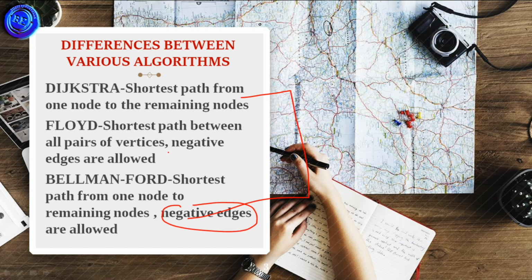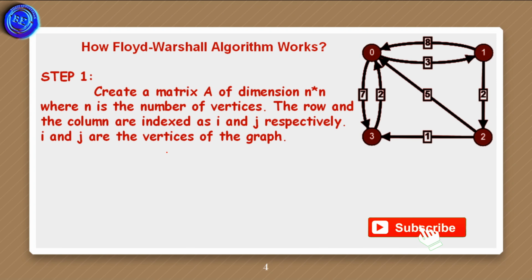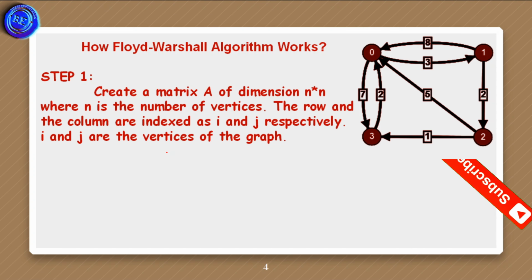Now let us discuss the Floyd-Warshall algorithm, which allows negative edges but doesn't support negative cycles. A negative cycle is one where the sum of edge values is negative. So the Floyd-Warshall algorithm doesn't support the negative cycle, but it supports negative edge values. I hope you understood it. Coming to the example, here I consider a graph and now let us discuss how this Floyd-Warshall algorithm works.